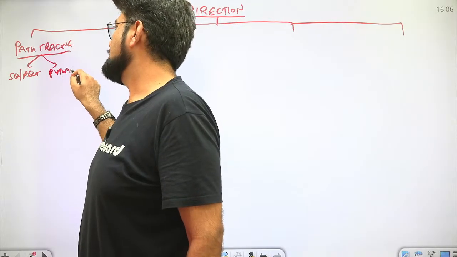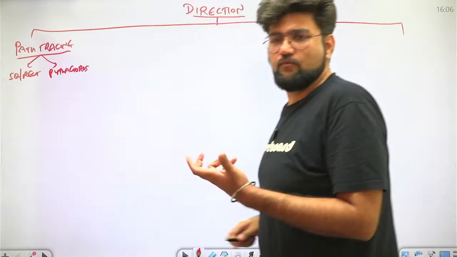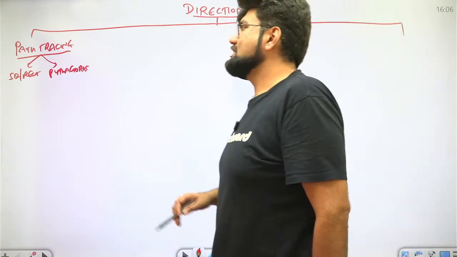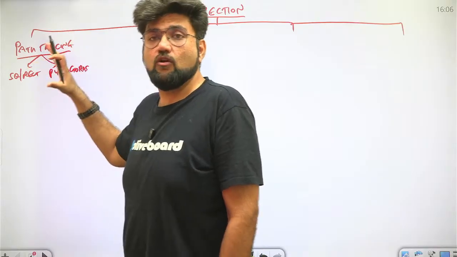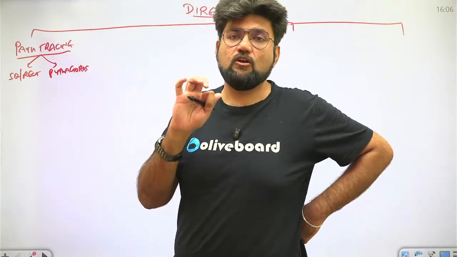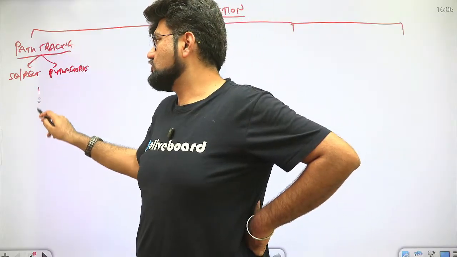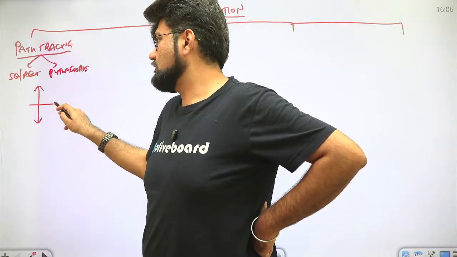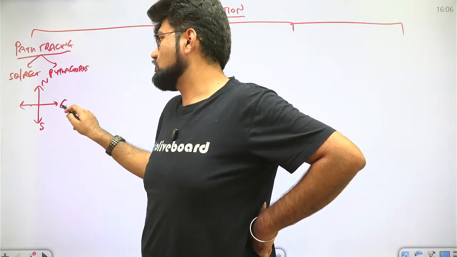And you can either use one of them or both of them, depends on the type of question. Now, what exactly happens here is that you need to be very careful, or you need to be aware about the directions. So in this chapter, you will be looking at directions from 3 different perspectives. Perspective number 1 is your regular direction set. The 4 main directions: north, south, east, west.